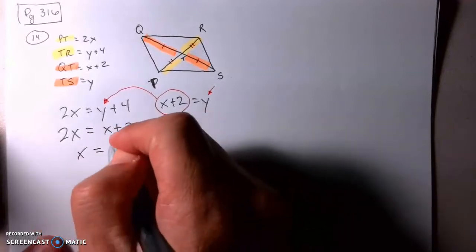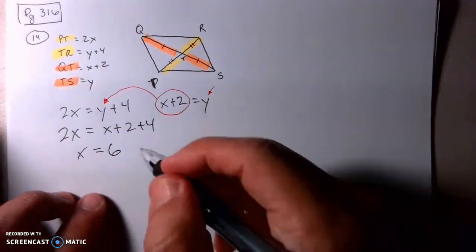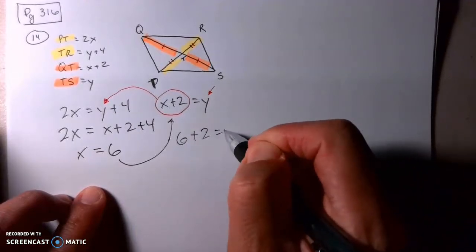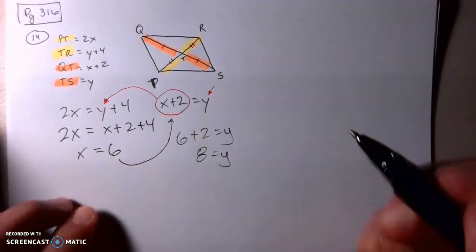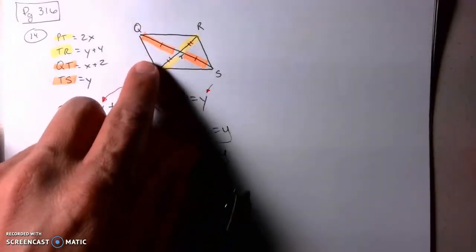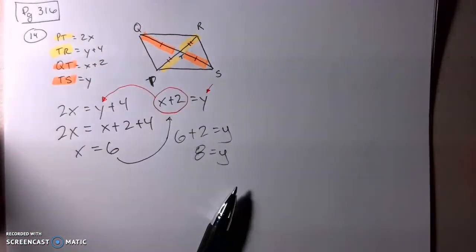It looks like the answer for x is 6. Then you would just take that number and plug it in here. This is 6 plus 2, and then y would be 8. x is 6, y is 8. But the key is the fact that the diagonals bisect each other.